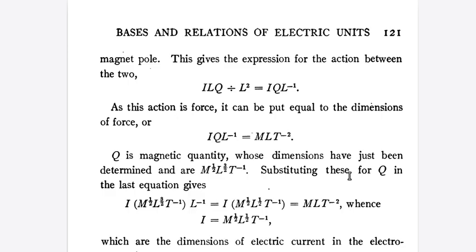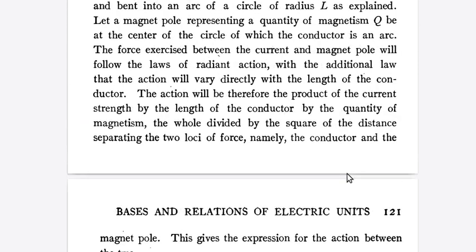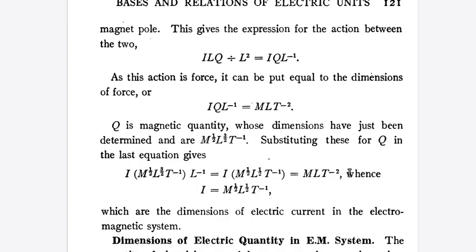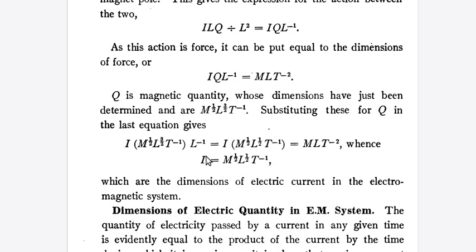Substituting the dimensions of magnetic quantity, which are mass to the power of 1/2, length raised to the power of 3/2, and time raised to the power of -1, we find current multiplied by mass to the power of 1/2 multiplied by length to the power of 1/2 multiplied by time raised to the power of -1 equals mass multiplied by length multiplied by time raised to the power of -2. Finally, solving for current, the dimensions are mass raised to the power of 1/2, length raised to the power of 1/2, and time raised to the power of -1.